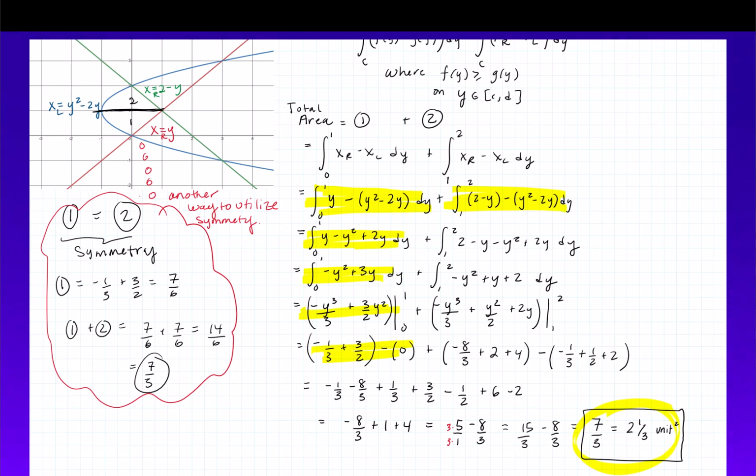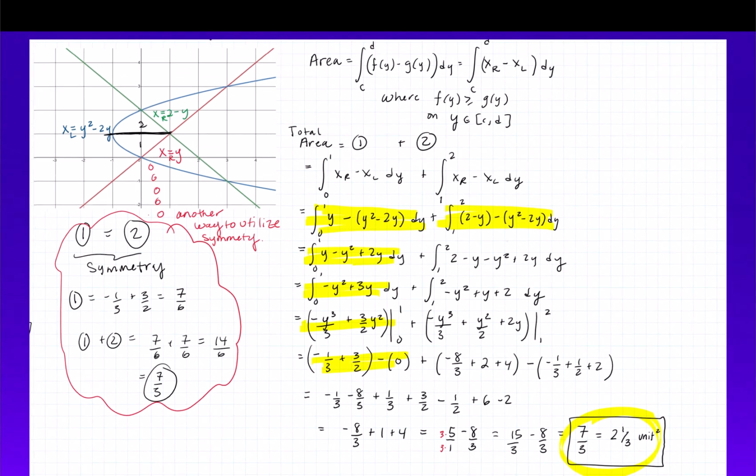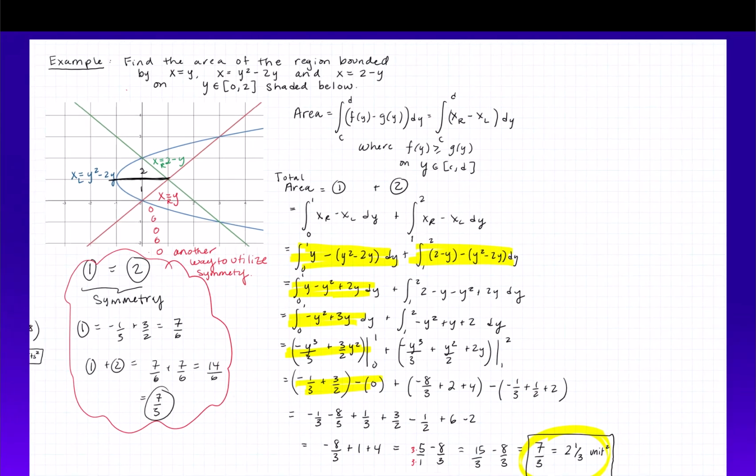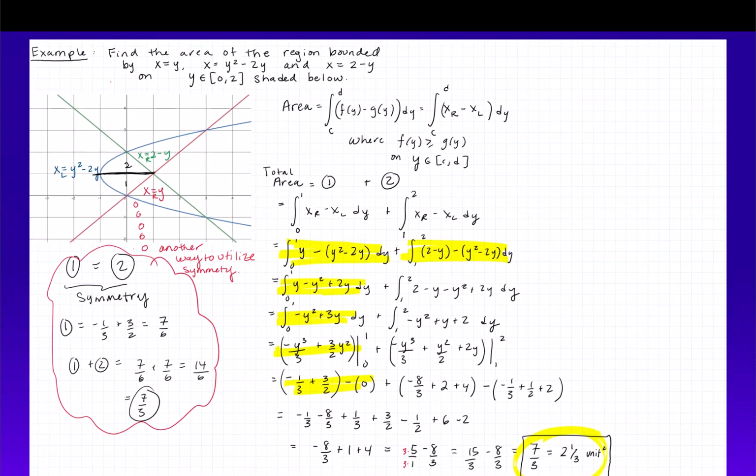But either way, when you have regions where you've got multiple curves, more than just two curves bounding the regions, you can divide it up and calculate the areas individually and then add them up as we did here. Let me get the whole example on the screen here in case you want to take a screenshot of that and add it to your notes.